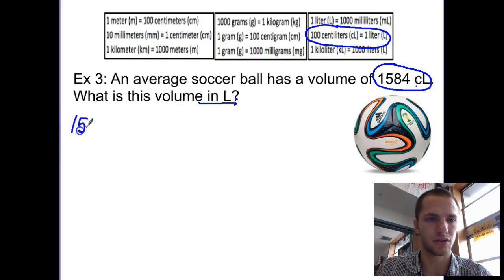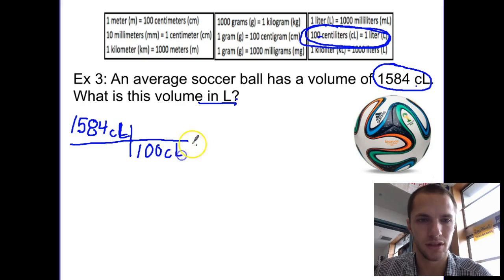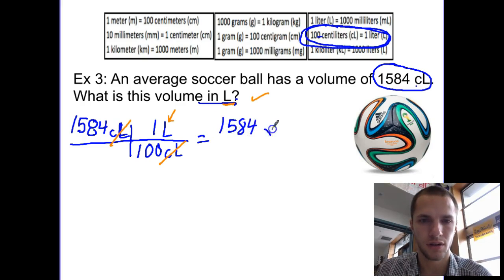Might be a little bit faster now. It's our third time. 1584 centiliters is my given. So in the bottom, I need to have centiliters so that it will cancel out. So out of this relationship, the fraction I'm going to need on the bottom is 100 centiliters, and on the top, 1 liter. How does that work? Well, I have liters as my unknown. I have liters at the top, so that's good. Check. Here, centiliters cancels with centiliters, so that's good. Check.